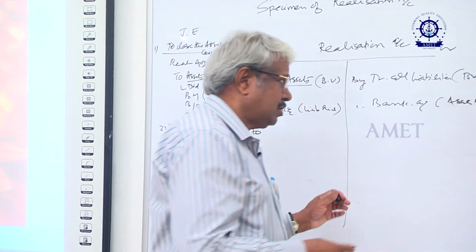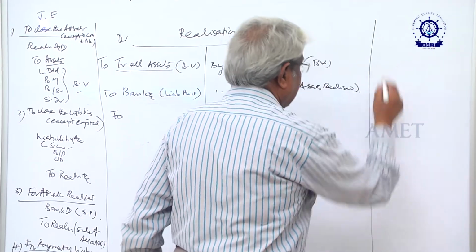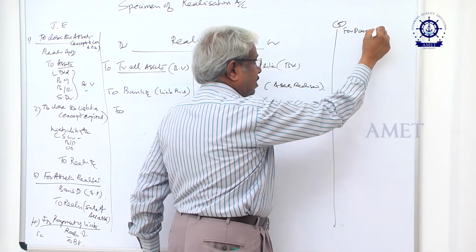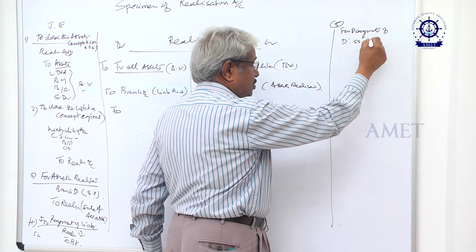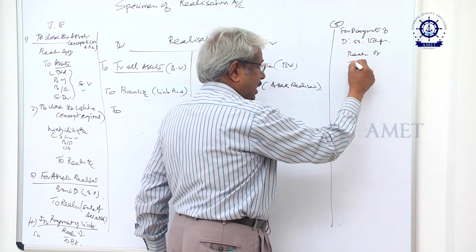So for the payment of dissolution expenses, that is the fifth entry, for payment of dissolution expenses, or we can call it realization expenses, we have to pass realization account debit to bank.